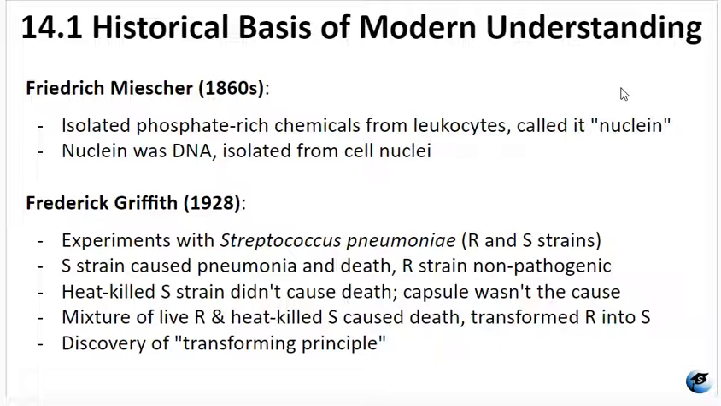In 1928, a British bacteriologist, Frederick Griffith, conducted groundbreaking experiments on bacterial transformation using Streptococcus pneumoniae. He worked with two strains of the bacterium called rough and smooth, R for rough, S for smooth, which differed in their appearance on nutrient agar plates. Griffith observed that live S strain caused pneumonia and death in mice, while live R strain was non-pathogenic.